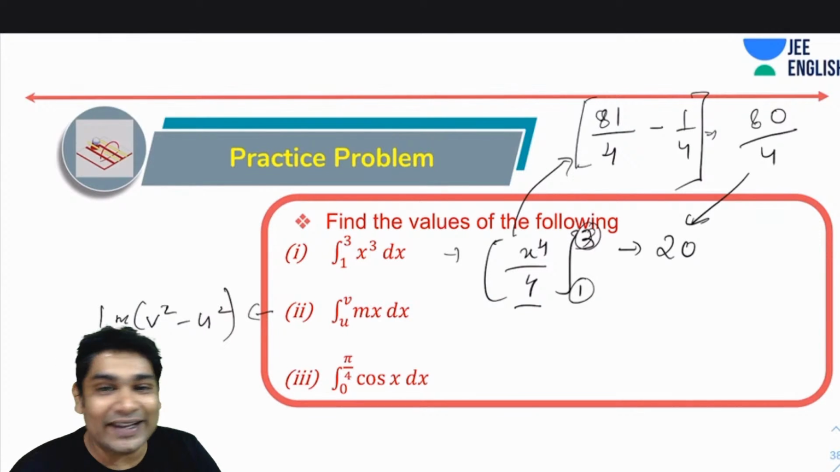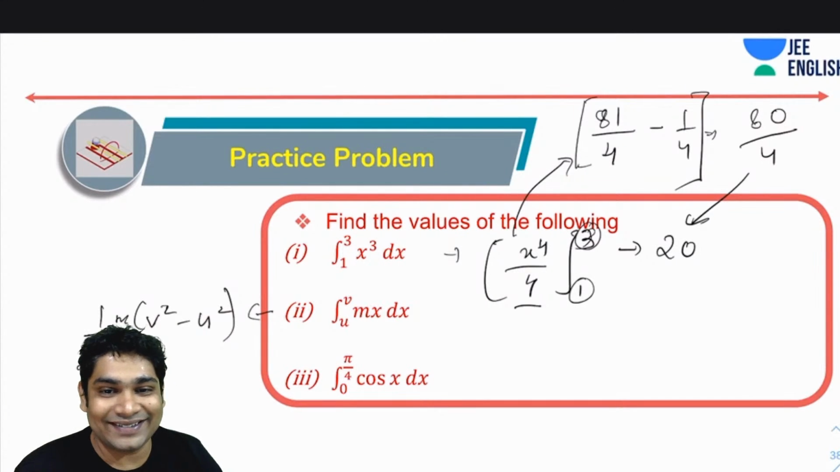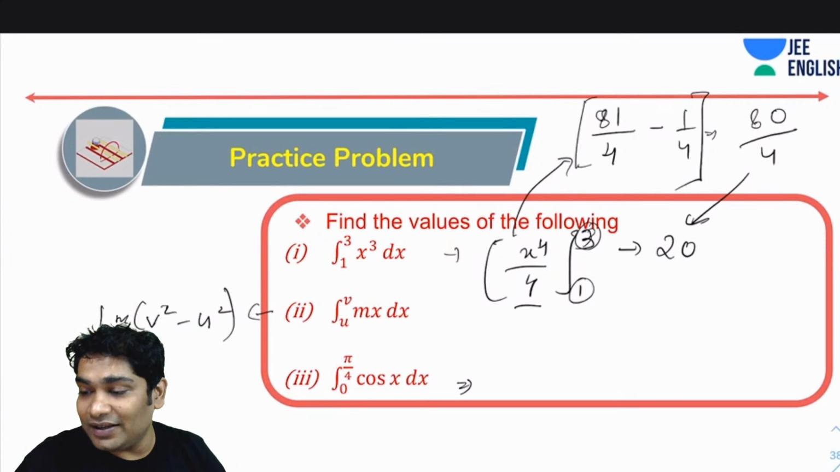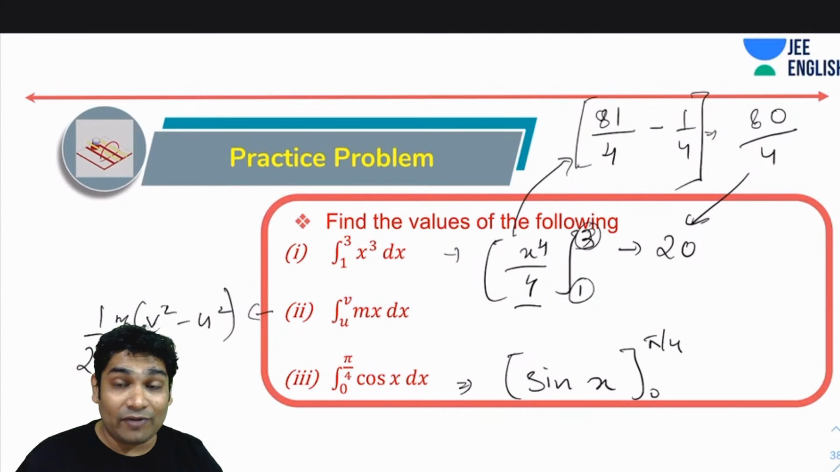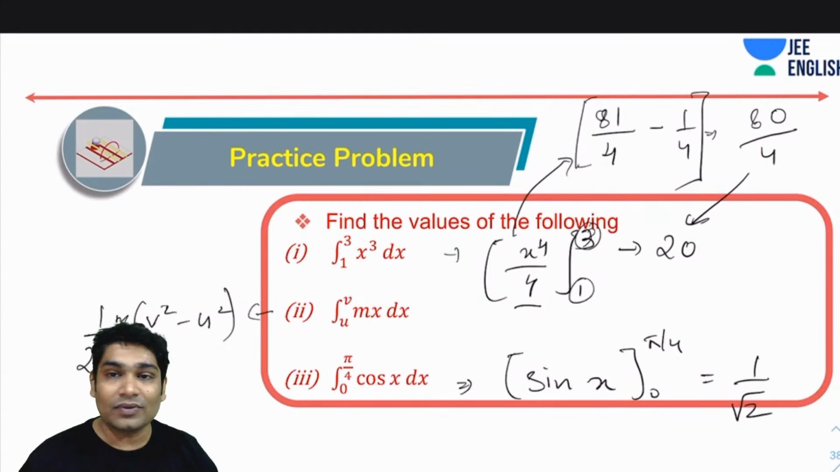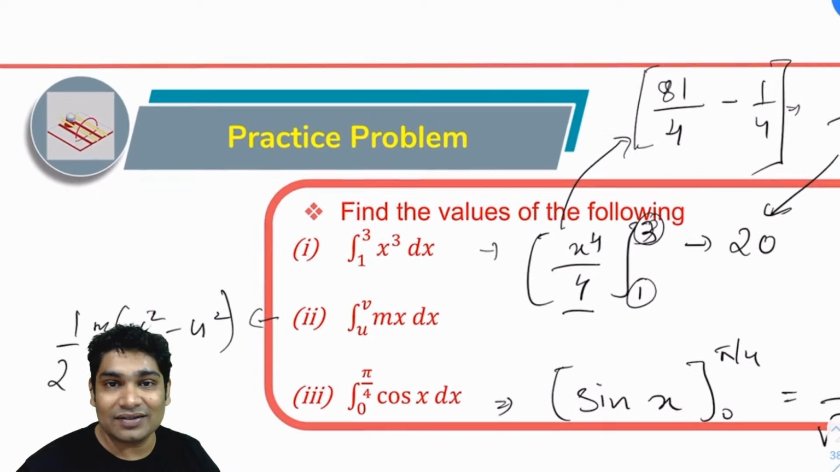Yes, that is also very correct. Well done, Farhan. Yes, both you guys are correct. This will be sine x, limits going from 0 to pi by 4. That will be sine of pi by 4 minus sine of 0, which is 1 over root 2. Alright, so yes, those are the answers for all the three problems.